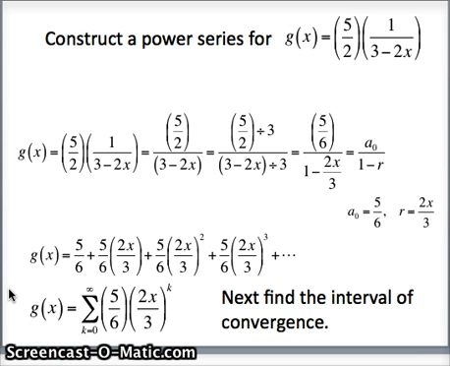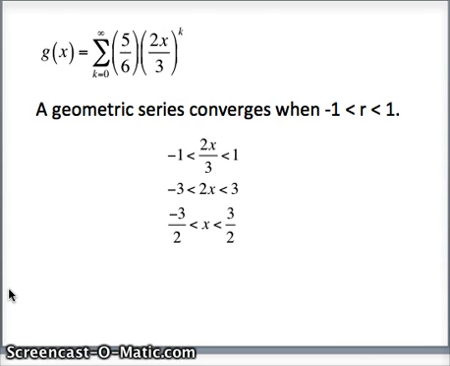As long as we've done that, let's find the interval of convergence for this one. We used a geometric series strategy. We need the common ratio to be between negative 1 and 1. That's all. So negative 1 is less than 2x over 3 is less than 1. Multiplying by 3, negative 3 is less than 2x is less than 3. And then dividing by 2, negative 3 halves is less than x is less than 3 halves.